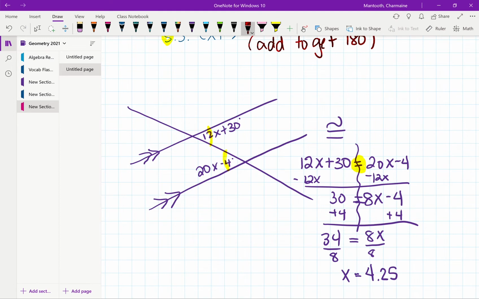So I'm going to plug 4.25 in for x here. 12 times 4.25 plus 30. 12 times 4.25 is 51. 51 plus 30 is 81 degrees. If I have done this correctly, when I plug 4.25 in for this x value, I should end up with 81, because again, I built this problem by saying that these two things were going to be equal to each other.